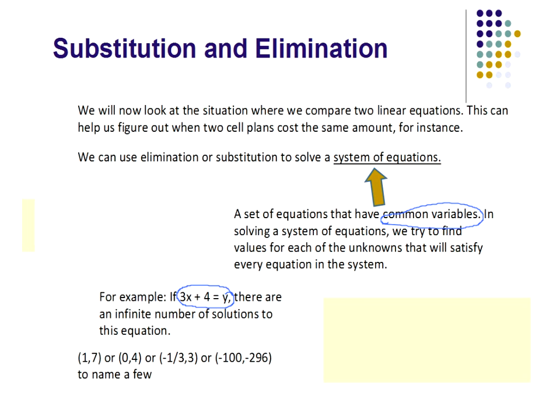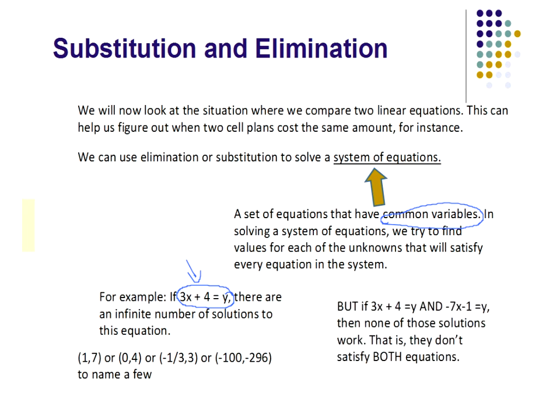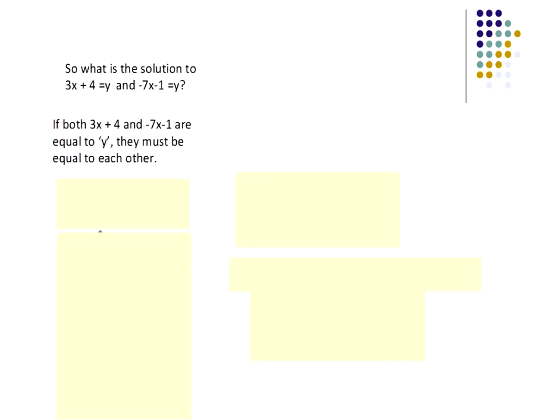However, if I said that, yes, this was one relationship between these two variables, but there was another, that y equals negative 7x minus 1 is also another, now none of these solutions to the first equation work in the second. So they don't satisfy both equations. I'm looking for the x and the y value that satisfy both equations.